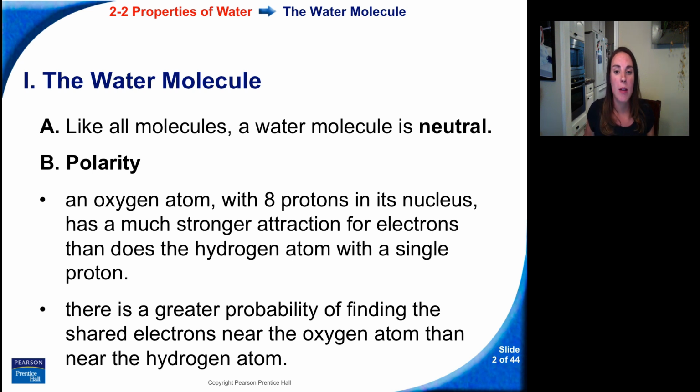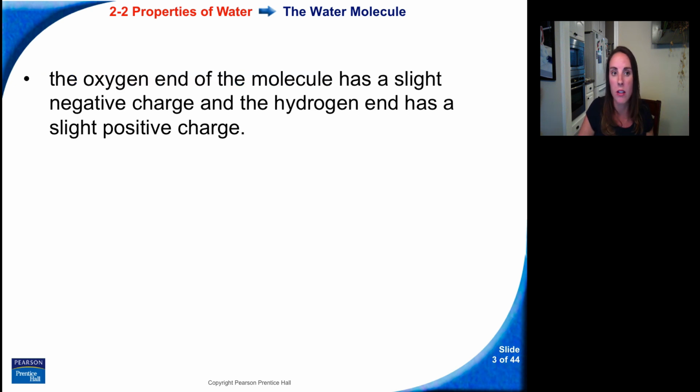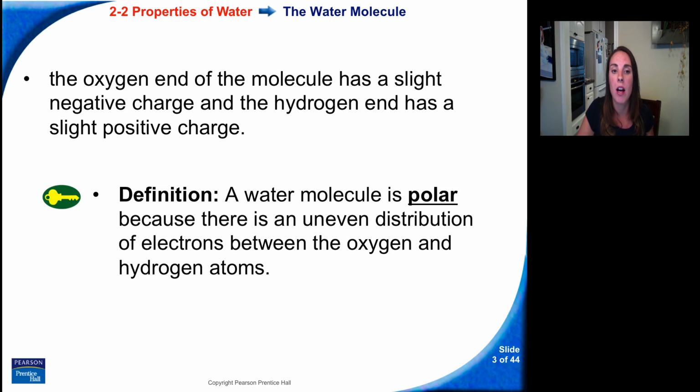So an oxygen atom with 8 protons in its nucleus has a much stronger attraction for electrons than hydrogen atoms do with a single proton. So because it has more positive charge, it wants more negative charge. So there's a greater probability of finding the shared electrons near the oxygen atom than near the hydrogen atom, because it's just pulling more strongly on those electrons. So the oxygen end of the molecule has a slight negative charge, and the hydrogen end has a slight positive charge. This is what makes it polar.